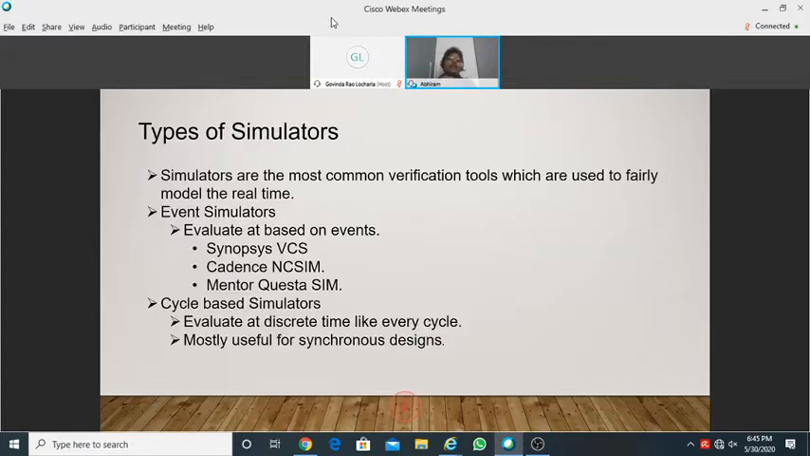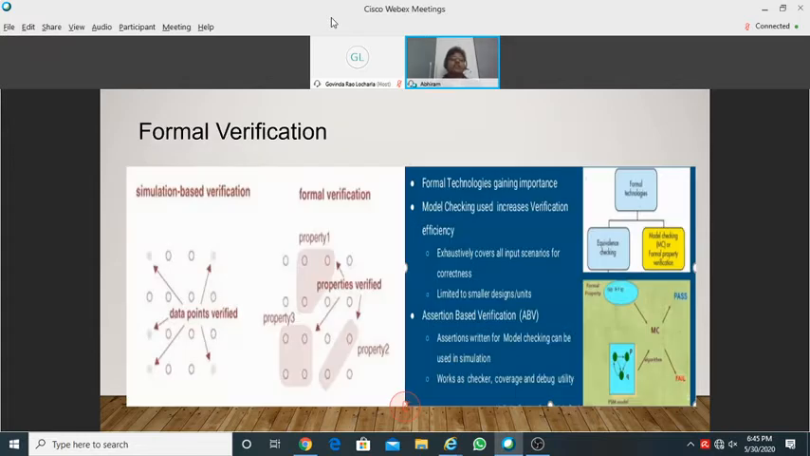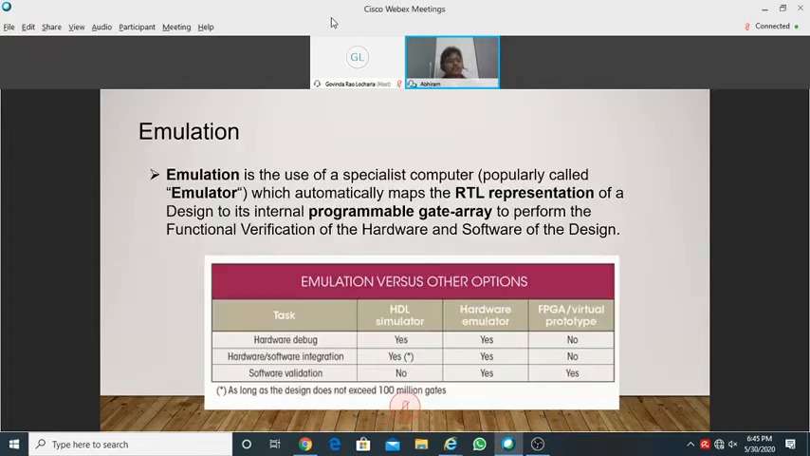So if I say emulation, what is really an emulation? Emulation is the use of a specialist computer which automatically maps the RTL representation of a design to its array. It can be a programmable gate array or whatever it is. So it can map your RTL representation.